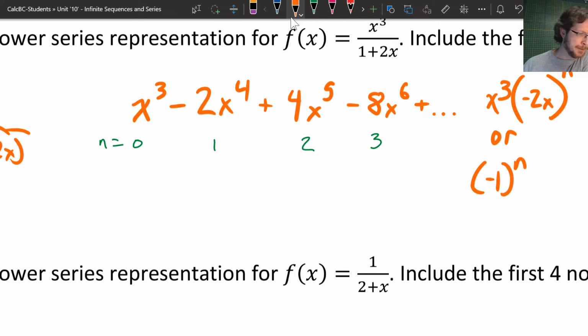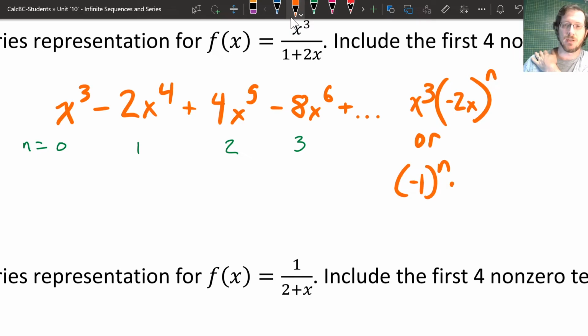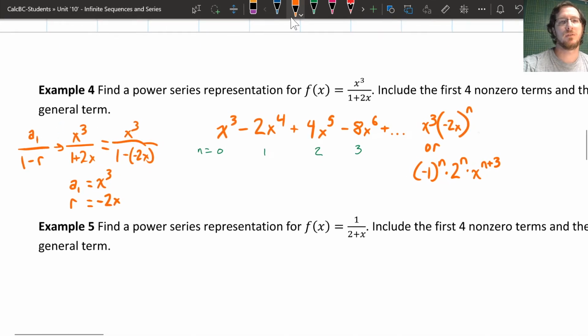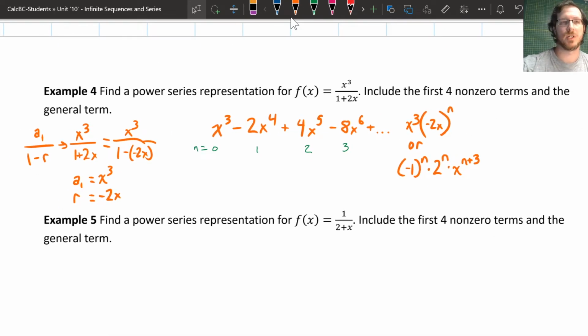We have, what else do we have? Looking at our coefficient, we've got a coefficient of 2 being multiplied by 2 each time. So that's going to be 2 to the n. And then for our variable part, we've got a base of x. And this 3, if we look at that exponent as it relates to our n value, it's always 3 more than our n value. So we can say x to the n plus 3. All right, so 2 different ways to model the general rule of this power series. All right, what else do we need to do? First 4 non-zero terms and the general term, and they don't ask for the interval of convergence for these 2.